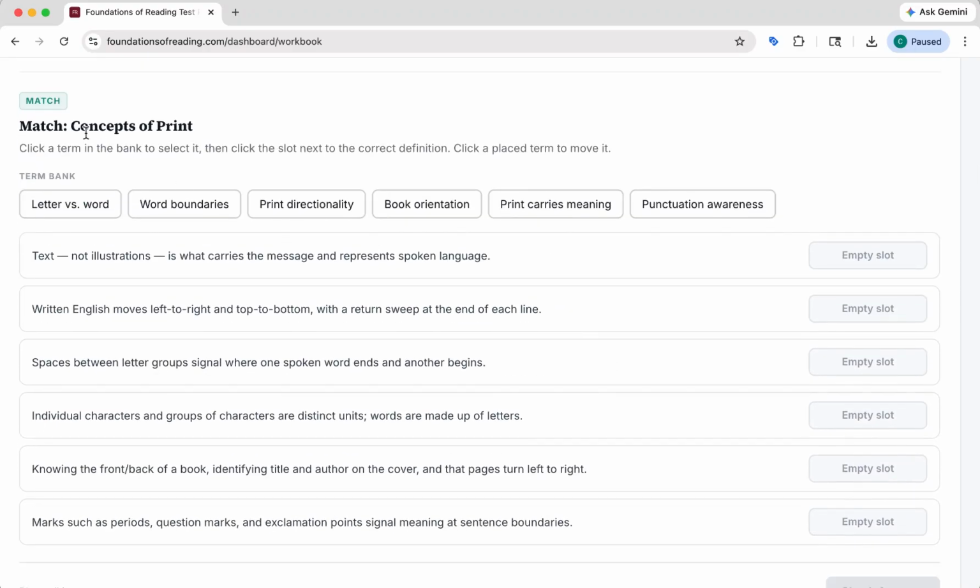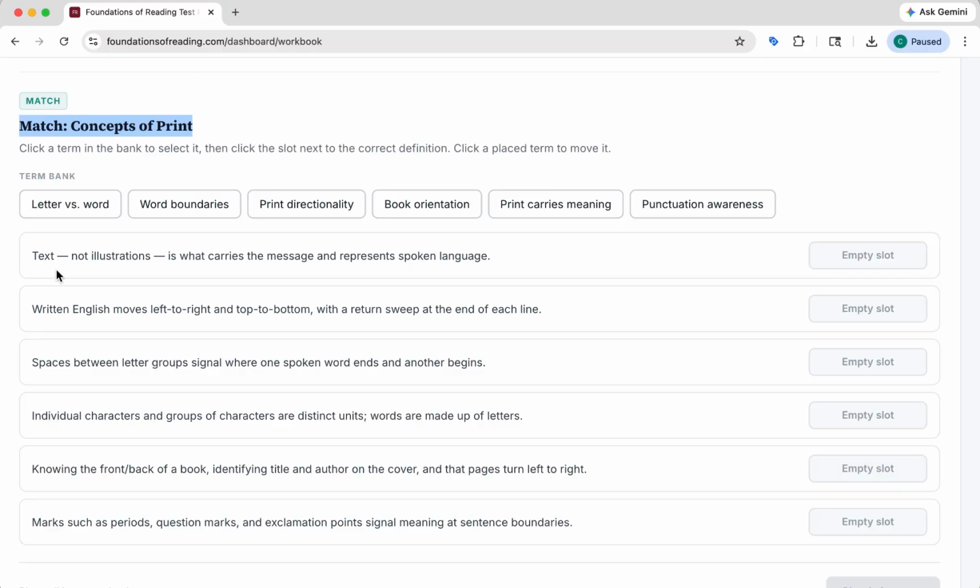Next up, it's time for us to match concepts about print. Remember, concepts about print includes letter versus word, word boundaries, print directionality, book orientation, print carries meaning, and punctuation awareness. These are all the steps and aspects of print awareness, of concepts about print that we need to know. So we have them here. First up, let's read it together.